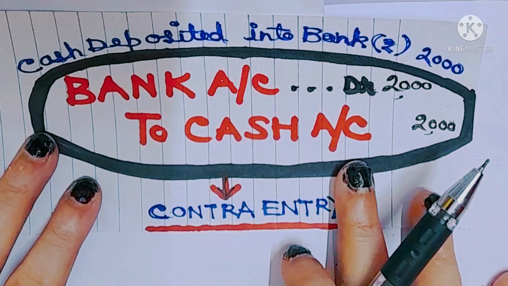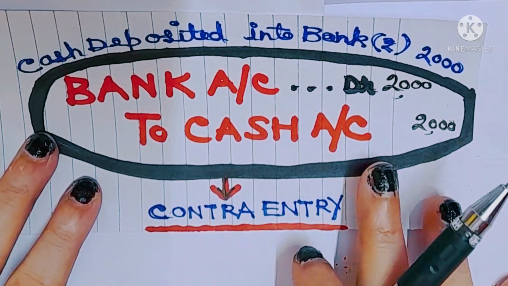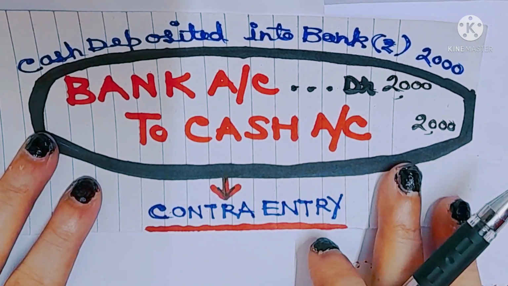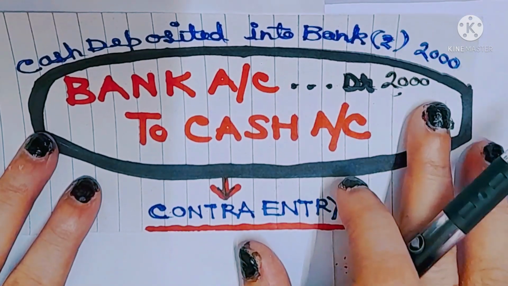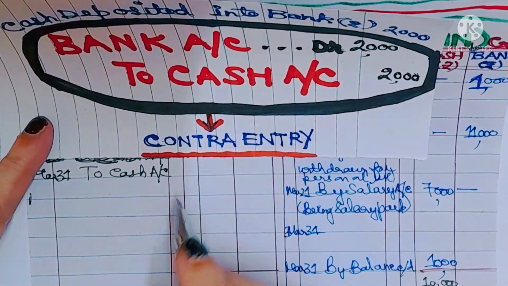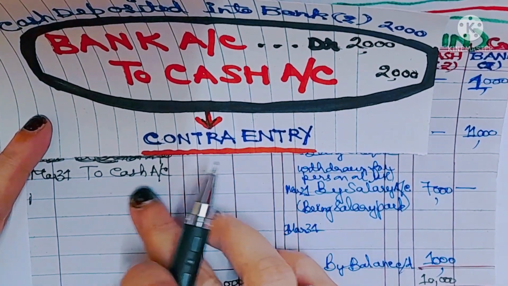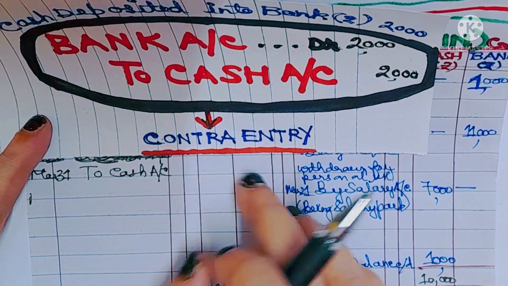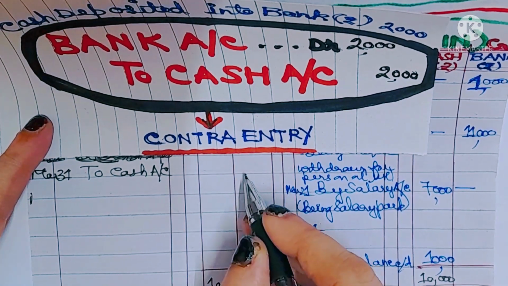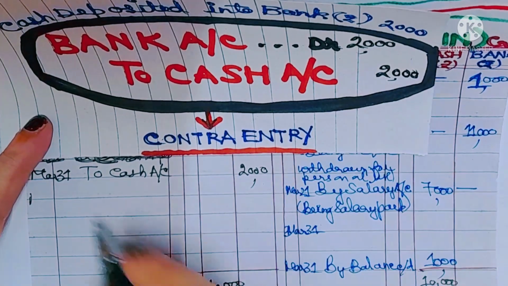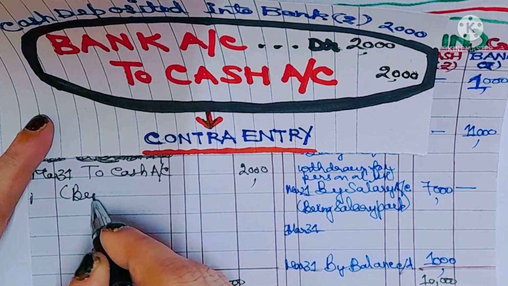So we'll have to write "To cash account" in the cash book on the debit side, in the bank column, 2,000. Okay, so let's write "To cash account" in the bank column. When you write "To cash account", you cannot write in the cash column, you will write in the bank column. How much? 2,000. See, 2,000, being cash deposited into bank.